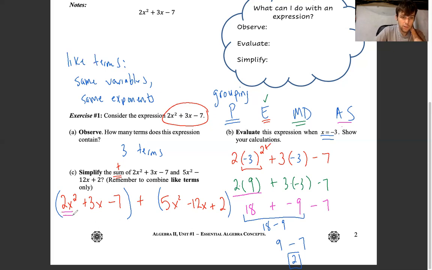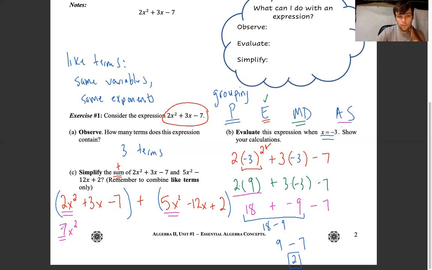So we have this term 2x to the second power. That is going to be a like term with a term in the other expression, 5x to the second power. They have the same variable and the same exponents, right? Both have an exponent of 2. And we can add those together. We're doing 2x squared plus 5x squared. We add those together, we get 7x squared.